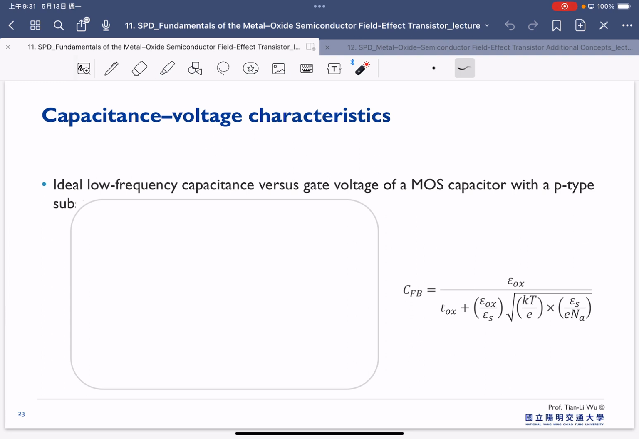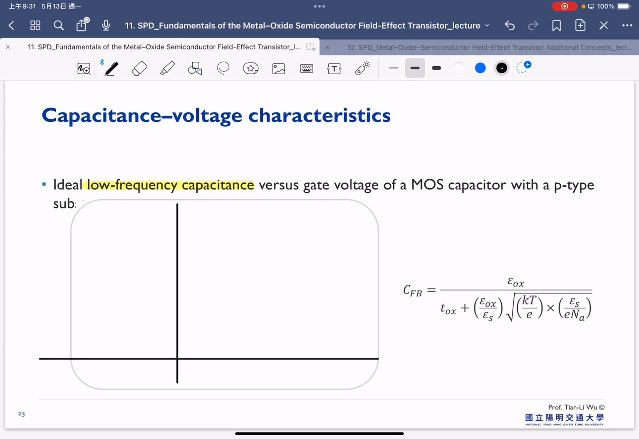Good morning, everyone. So we continue with the introduction to the MOSFET. Last week we introduced the typical CV characteristic. If we now look at the ideal low frequency capacitance, we'll have the CV curve looking like this.